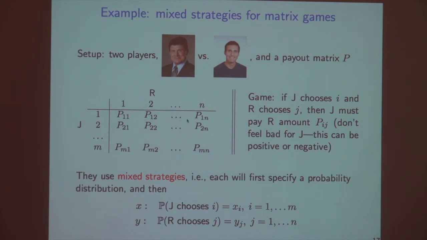The payout is just a real number, positive or negative. J and R are going to each use mixed strategies. J is going to choose i randomly, not uniformly at random, but according to some probability distribution x, so that x_i is the probability with which he chooses i. And R is going to lay down a probability distribution, and he's going to choose j with probability y_j. Now we're going to think about how the two players might choose these probability distributions x and y, which determine their strategy.